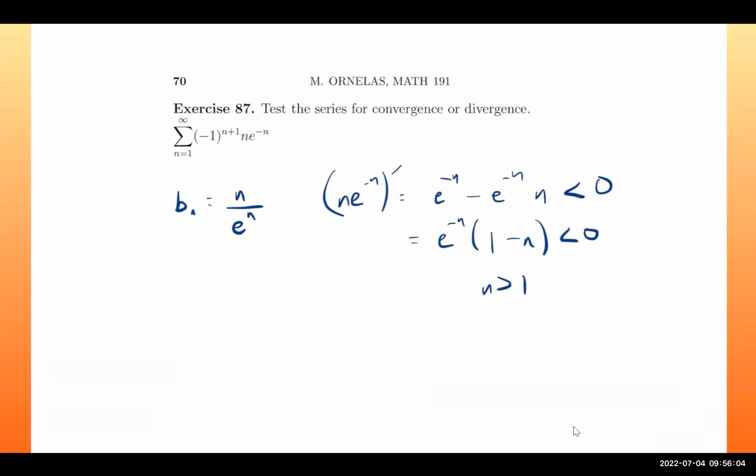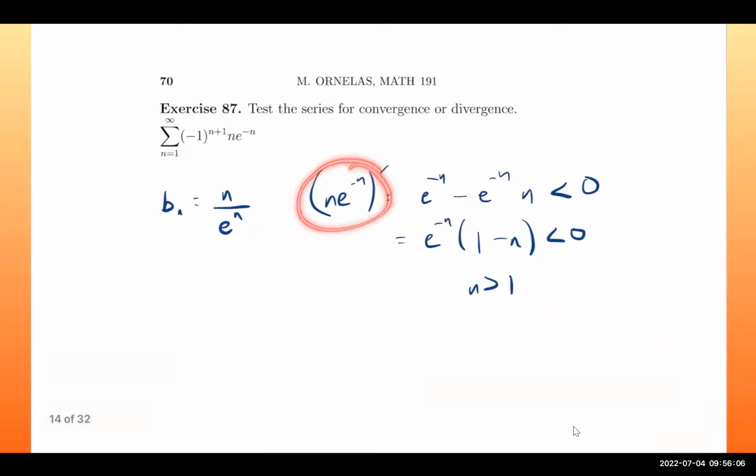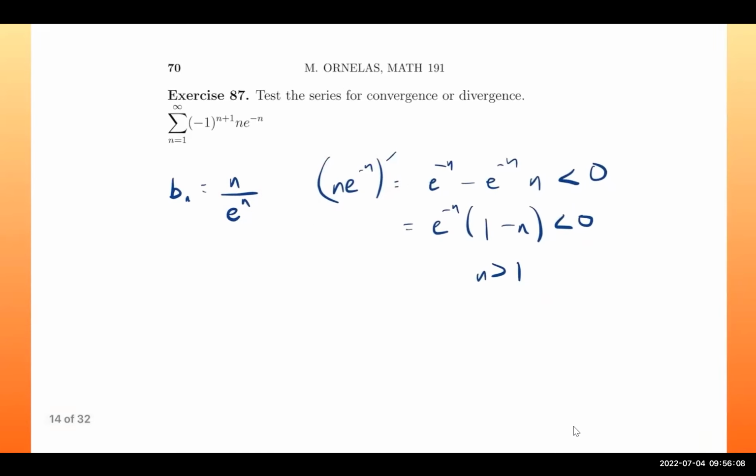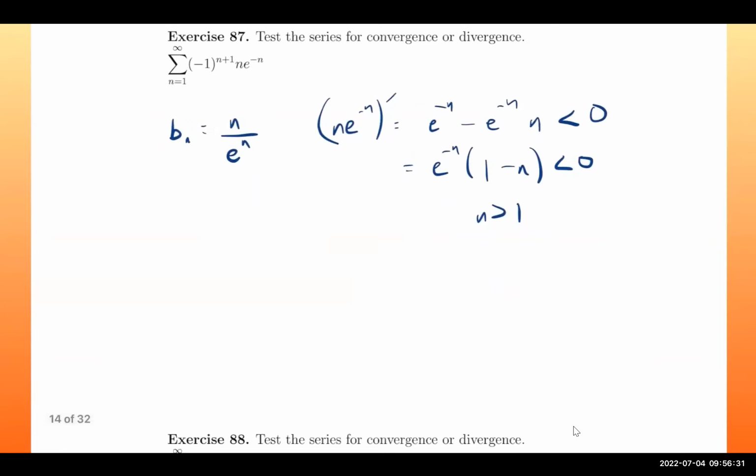So by the first derivative test, this is going to decrease for any values where n is greater than 1. I took the first derivative using the product rule, and I set it less than 0 because that means it's decreasing. That shows the values for which it's decreasing, and it turns out to be decreasing whenever n is greater than 1, which is perfect because n is going from 1 to infinity. So we've established that b sub n is decreasing.